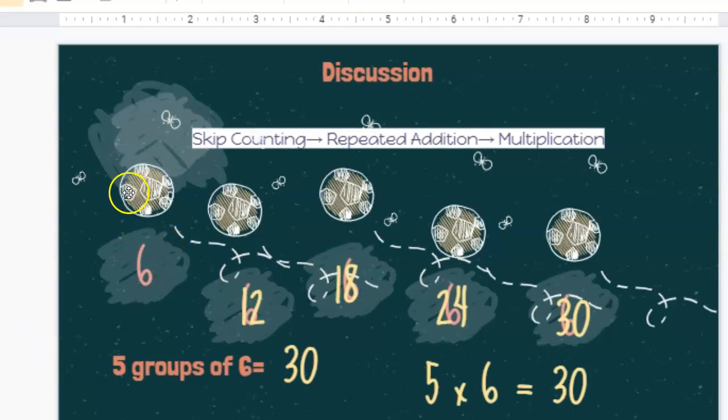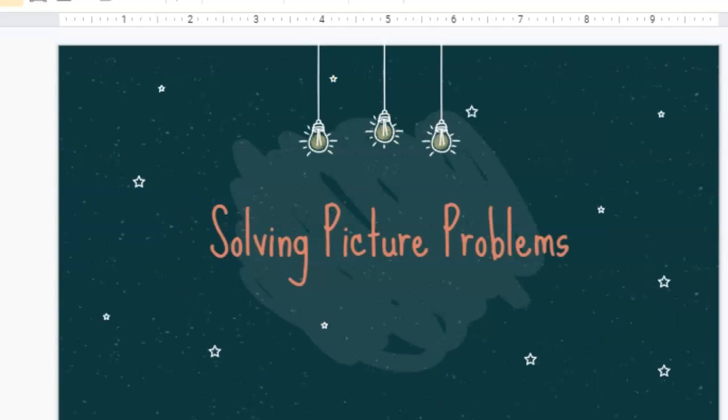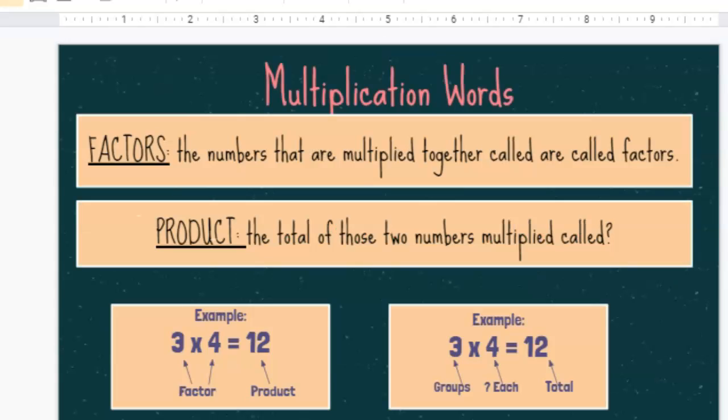Okay, so up here are the equal groups. This represents our skip counting, 6, 12, 18, 24, and 30. 5 groups of 6. Here's our equal groups. So we know that 5 times 6 equals 30. We're going to be solving some picture problems.